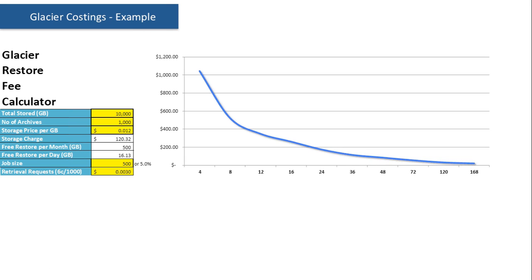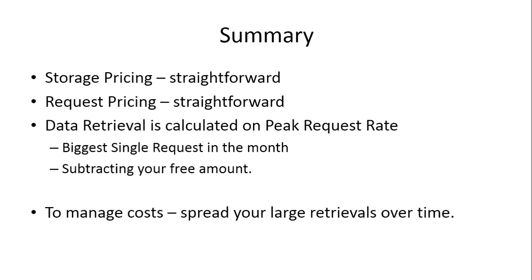So in summary then, the storage pricing I think is quite straightforward, cents per gigabyte per month. The request pricing, also straightforward. It's cents per 1,000 retrievals or uploads. The data retrieval is calculated on the peak request rate, the biggest single request in the month, subtracting the amount you get for free. And once again, that's a one-off charge.